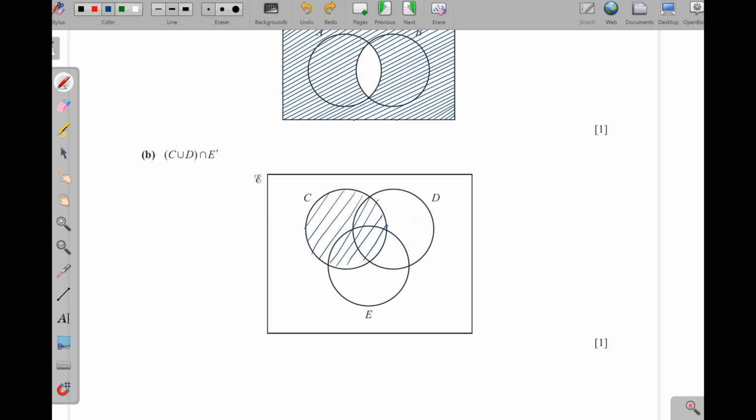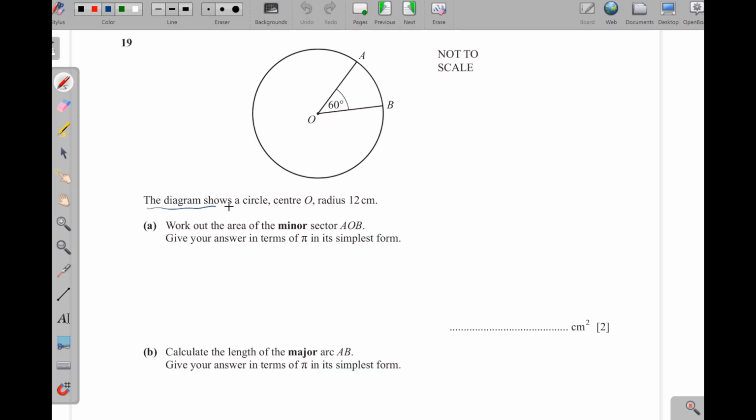All right, so let's do that like that. Question 19. The diagram shows a circle center O, radius 12 centimeters. Part A, work out the area of the minor sector AOB. Give your answer in terms of pi in its simplest form.